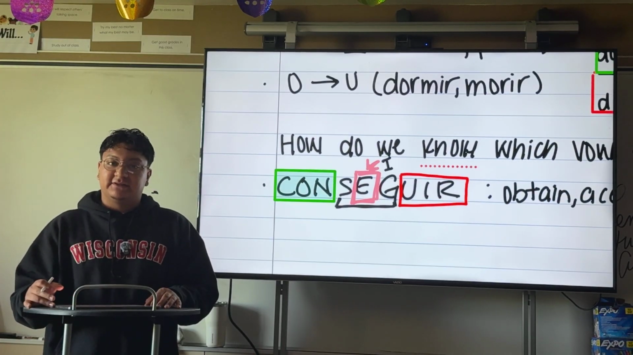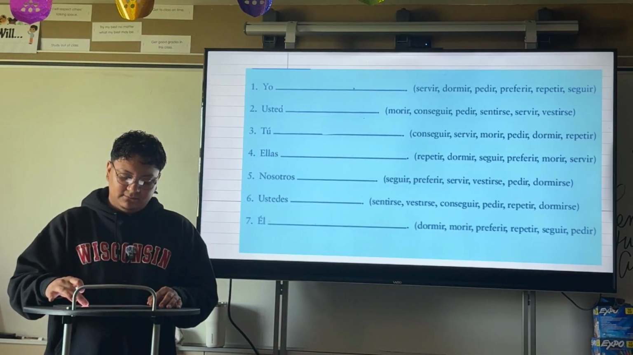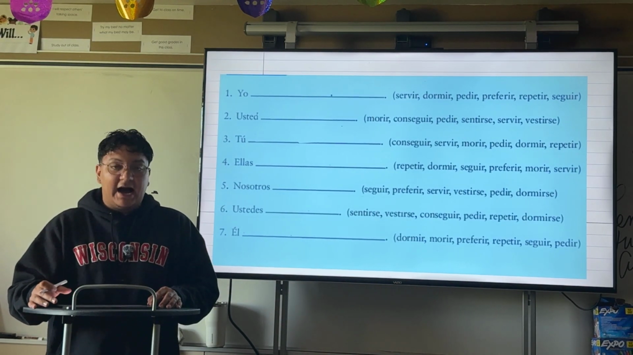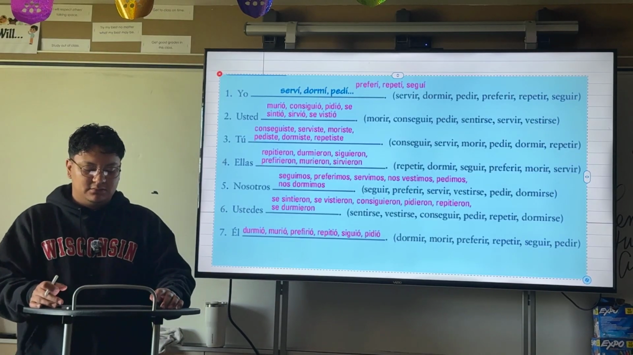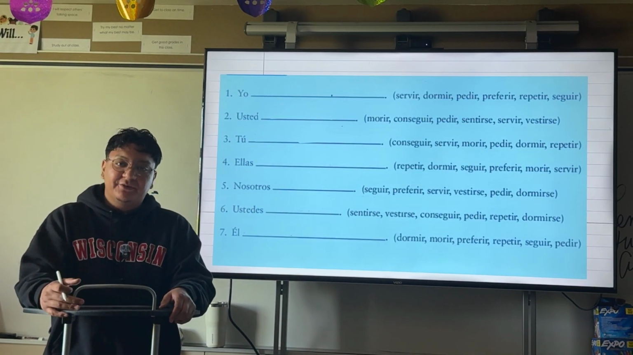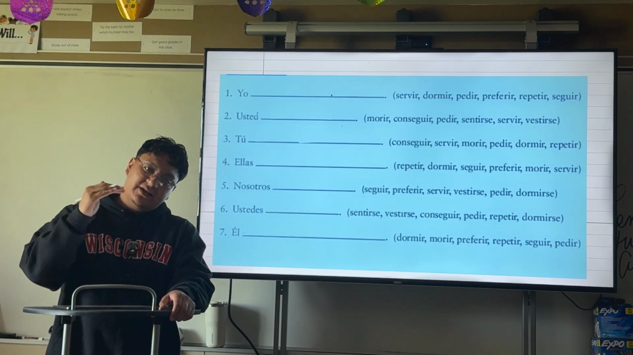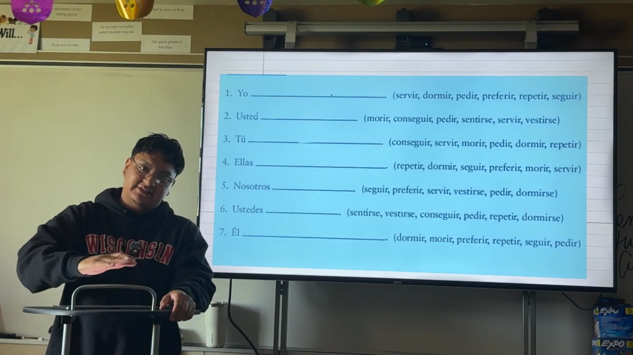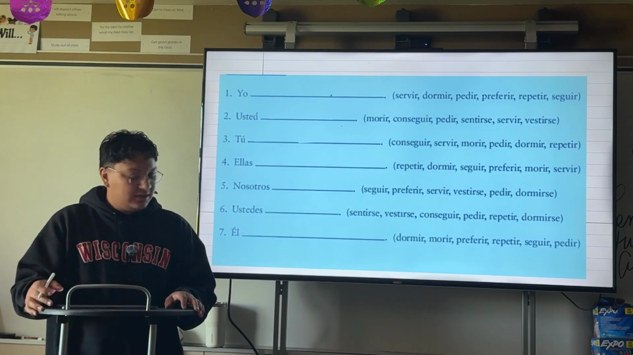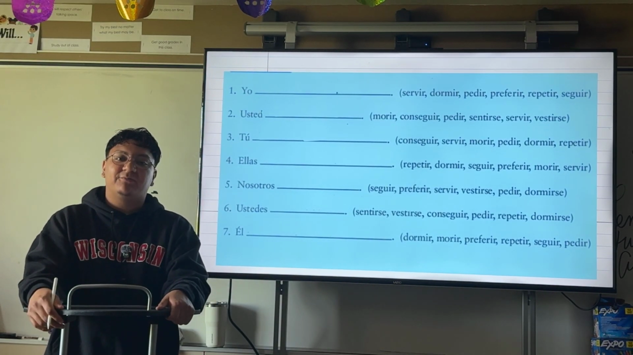Okay, so now let's practice. So here, I have 7 pronouns for you to use. So on your paper, write yo, usted, tú, ellas, nosotros, ustedes, and él. Now if you look, which I'll pause right now. So pause right now and write down the pronouns.